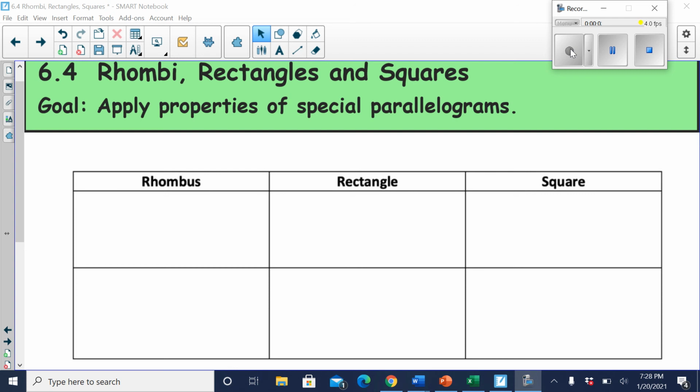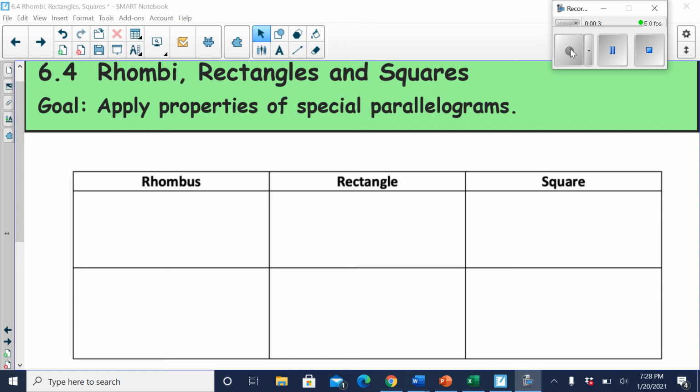Okay, so our goal for today is we're going to be talking about rhombi, rectangles, and squares. So it says we're going to apply properties of special parallelograms. These three figures are still considered parallelograms because the opposite sides are parallel. So they still have all of those parallelogram properties, like the opposite sides being parallel and congruent, the opposite angles are congruent, consecutive angles are supplementary, and the diagonals bisect each other.